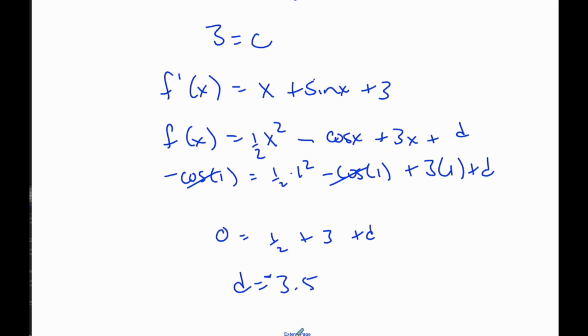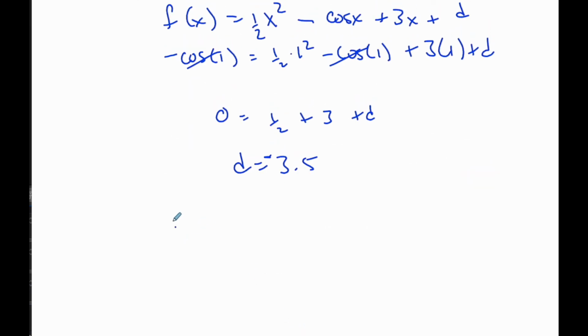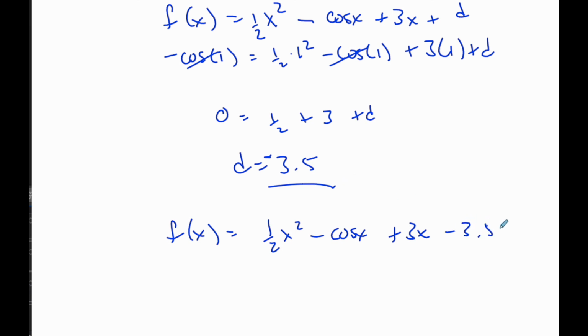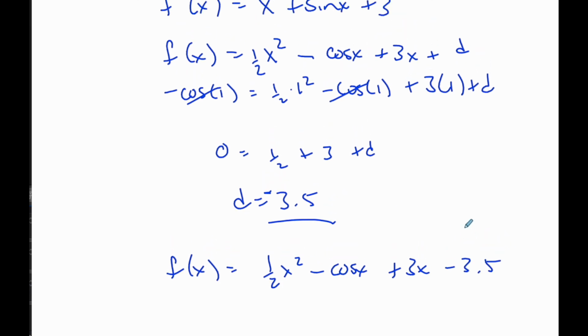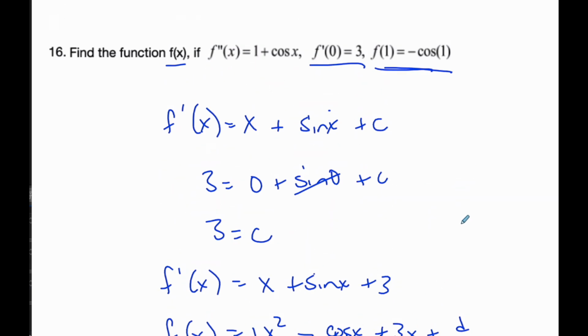And so putting it all together, what I can say is that f of x is equal to 1/2 x squared minus cosine x plus 3x minus 3.5. And there's your introduction to antiderivatives with all the functions that we know.